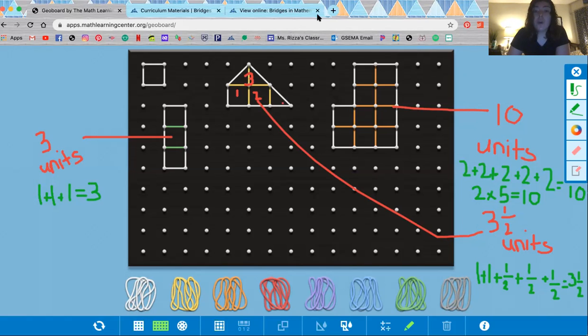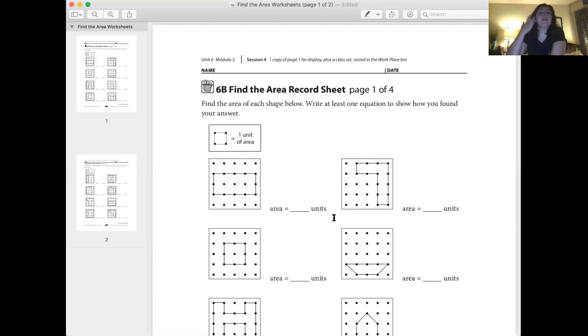So I'm going to show you what your activity is for today. Today you're going to be working on these Find the Area recording sheets. Now you'll notice at the top it says page 1 of 4. You are not doing 4 pages. There are only 2 pages on here. So don't be worried if you don't see all 4 pages. I am not giving you 4 pages of math today. You're just doing 2. If you can print these out, that's great. If not, just write them on a separate piece of paper.